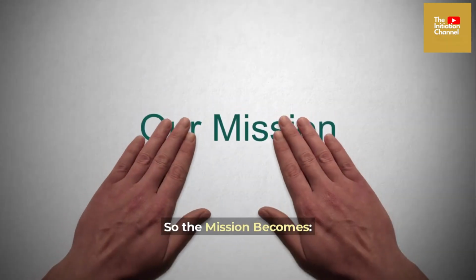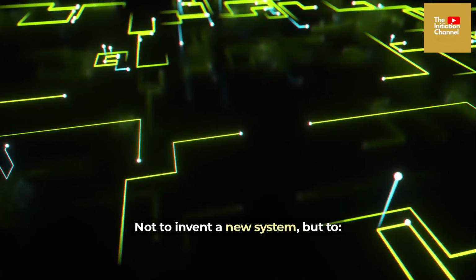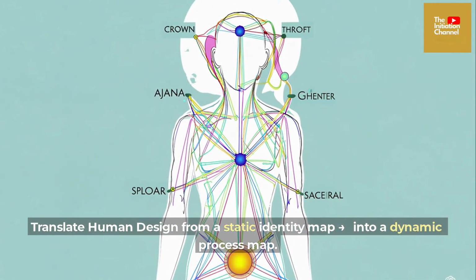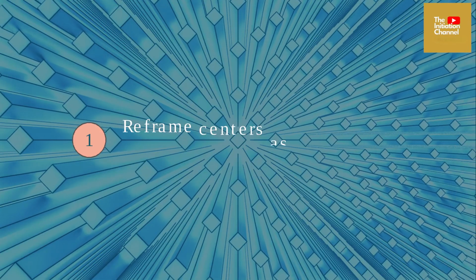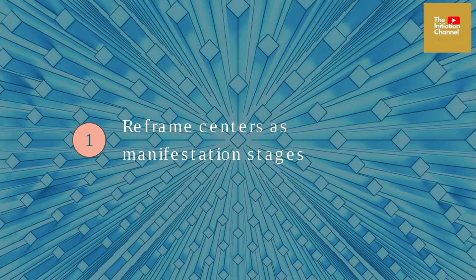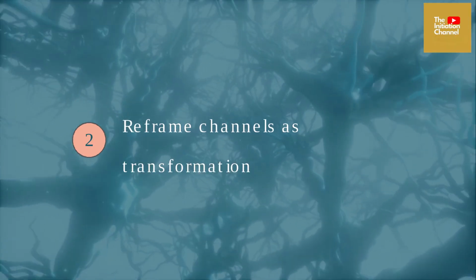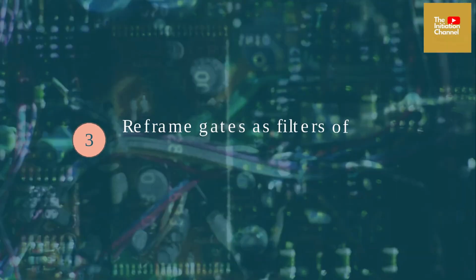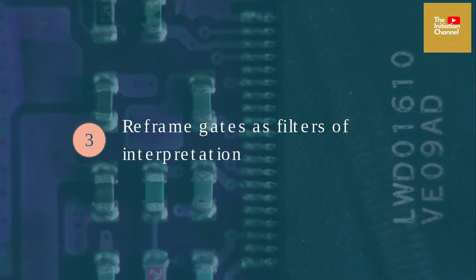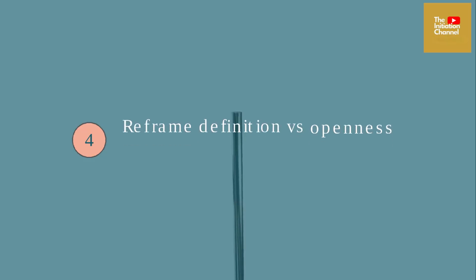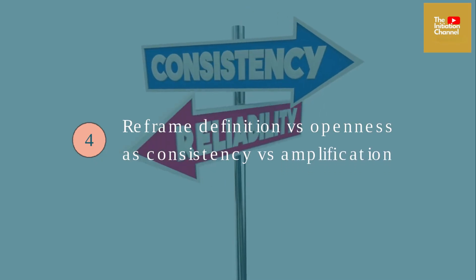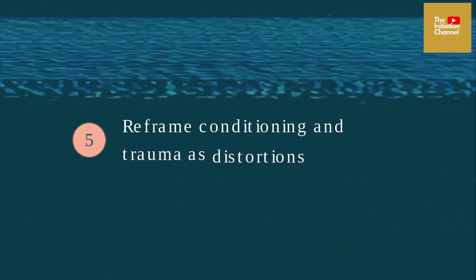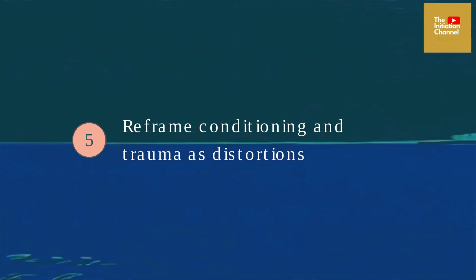So the mission becomes not to invent a new system, but to translate human design from a static identity map into a dynamic process map. Meaning, reframe centers as stages of manifestation. Reframe channels as pathways of internal transformation. Reframe gates as filters of interpretation, the meaning-making layer. Reframe definition versus openness as consistency versus amplification. Reframe conditioning and trauma as distortions in wave collapse.